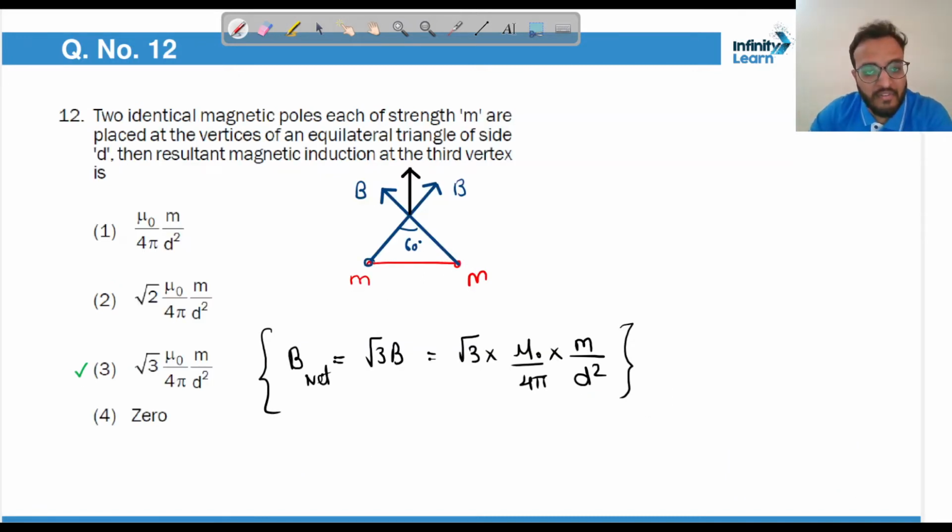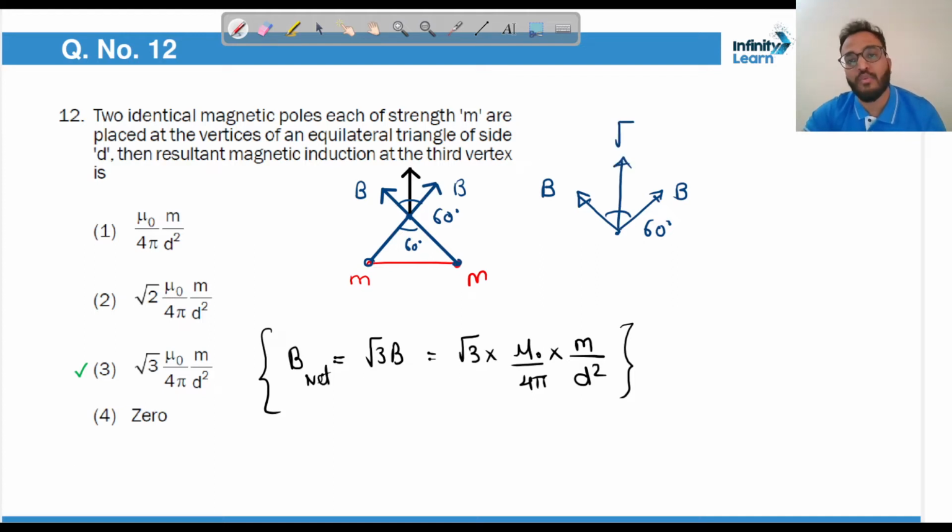Now question number 12. They have given us two magnetic poles and they are asking for the net magnetic field at the vertex of an equilateral triangle. Obviously the angle between these two fields is 60 degrees, and whenever two vectors of equal magnitude act at an angle of 60 degrees, the resultant is along the angle bisector, root 3 times of it. We know this already. So that is why it is root 3 B. And the magnetic field due to one pole is mu naught by 4 pi into m by d square.